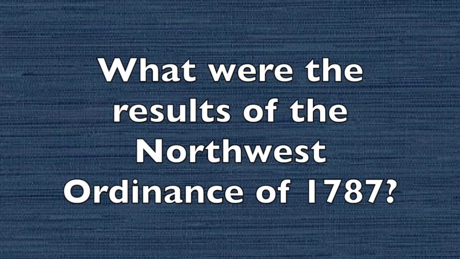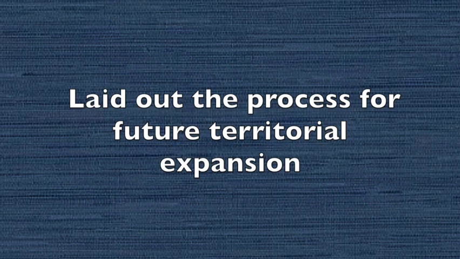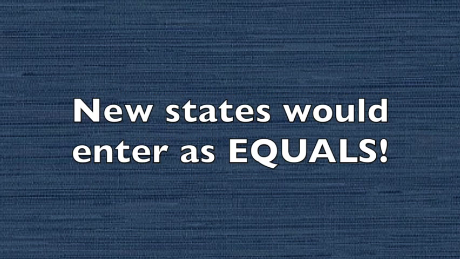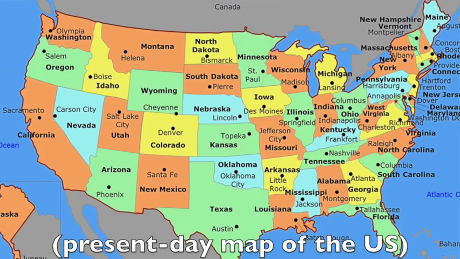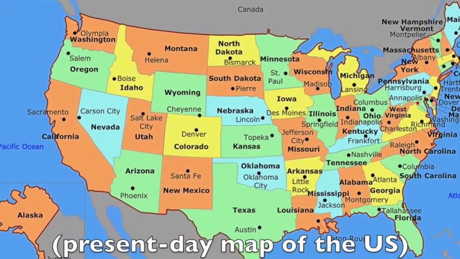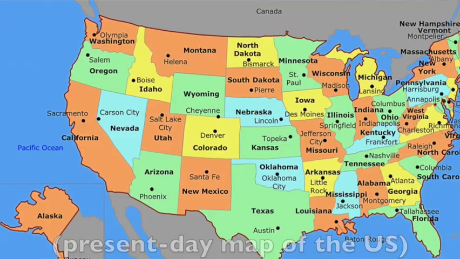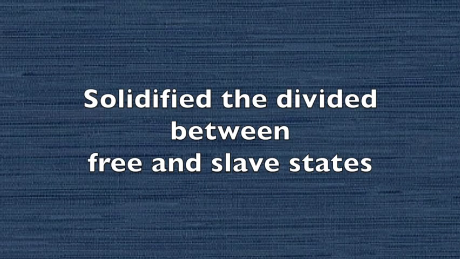So what were the results of the Northwest Ordinance? For one, it laid out the process that would be followed for future territorial expansion. This idea that new states would enter the Union as equals became a standard for how America grew from a small cluster of states to a nation that stretched from the Atlantic to the Pacific. It also solidified the divide between free and slave states, which would grow deeper over time.